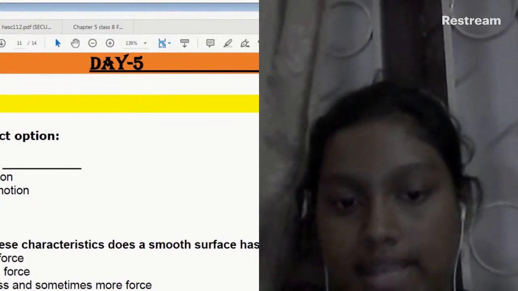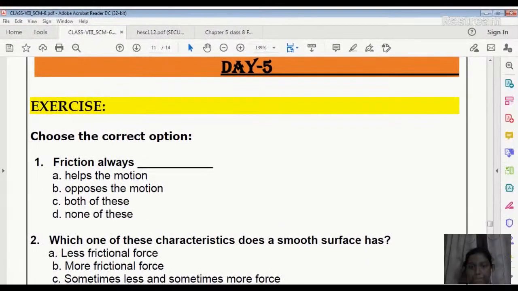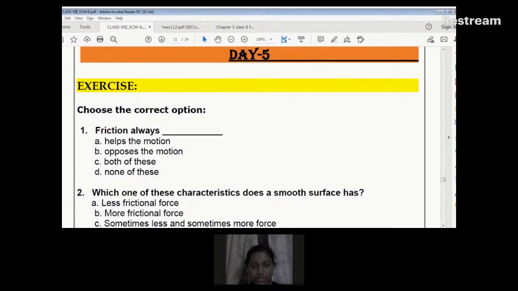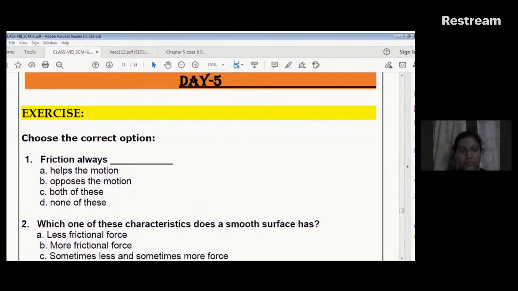Let us start. I will directly go to the text. Here we are doing the exercise of friction. The first is choose the correct option. Friction always dash. What does friction do? It helps the motion, opposes the motion, both of these, or none of these. Please answer me.